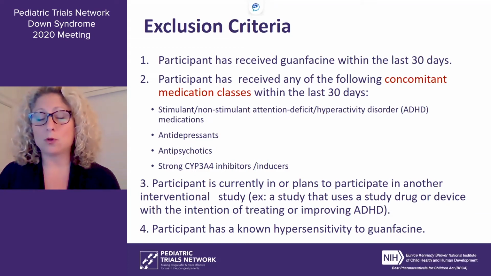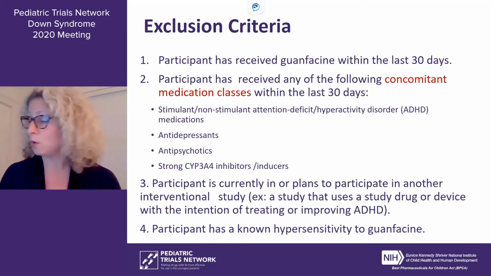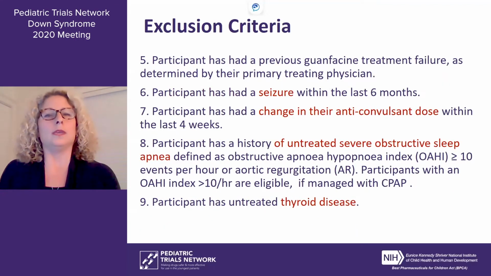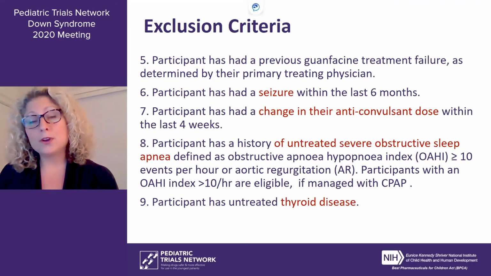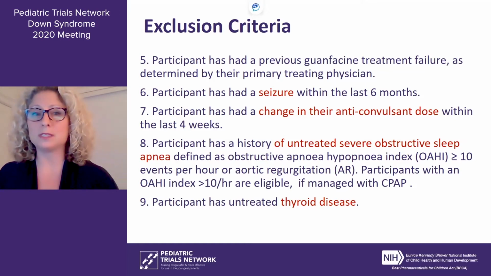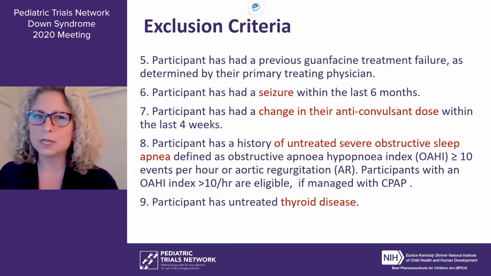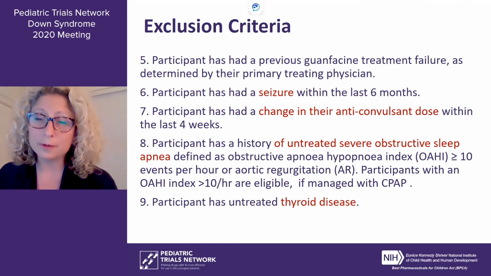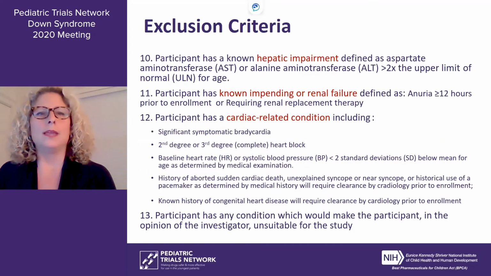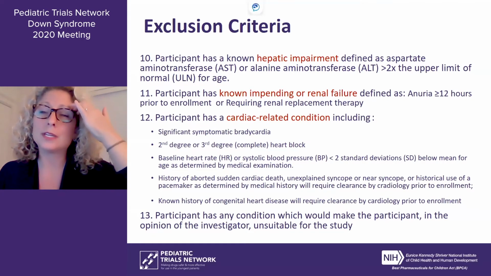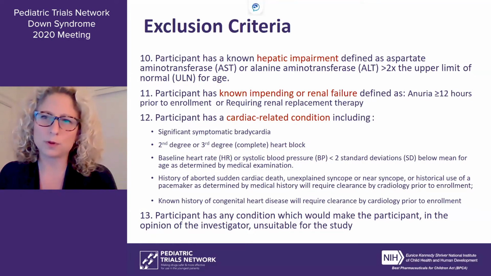If the patient is currently or plans to participate in another study, or they have known hypersensitivity to guanfacine, clearly they'd be excluded. If they've had a previous guanfacine treatment failure, if they've had a seizure in the last 6 months, or a change in their anticonvulsant or anti-seizure medicine dose in the last 4 weeks, they would be excluded. If they have a history of untreated severe obstructive sleep apnea or untreated thyroid disease, they would be excluded. If they've had significant hepatic impairment or known or pending renal failure, or any significant cardiac related conditions, and those cardiac related conditions are important.